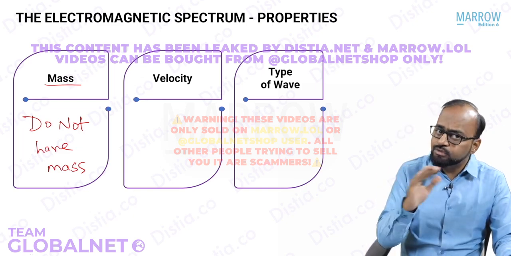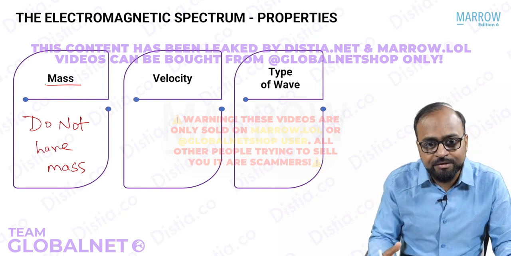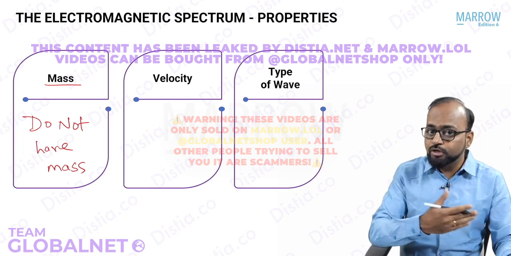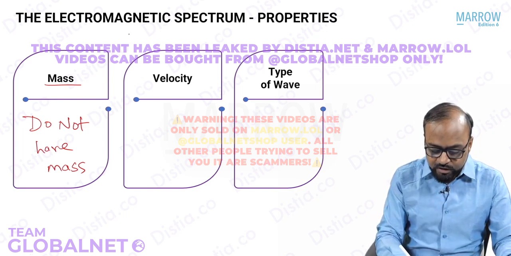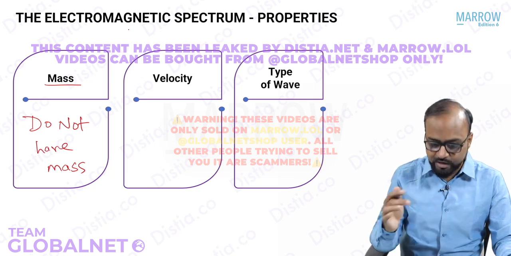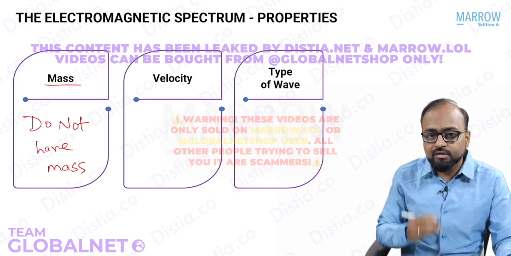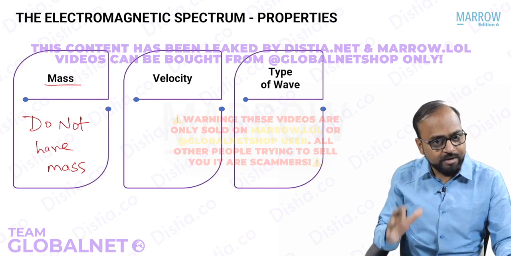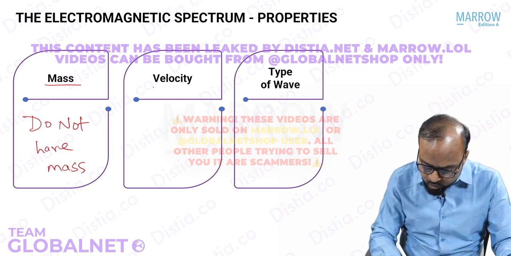Does light have mass? No. Light is energy, isn't it? And because all the components of the electromagnetic spectrum are energies, they don't have mass. So mass is a property that none of the components of the electromagnetic spectrum has. They don't have mass.